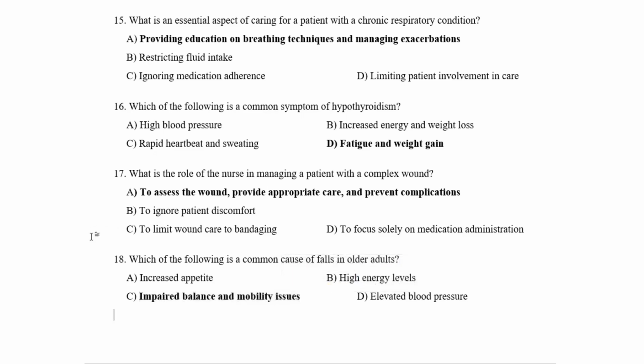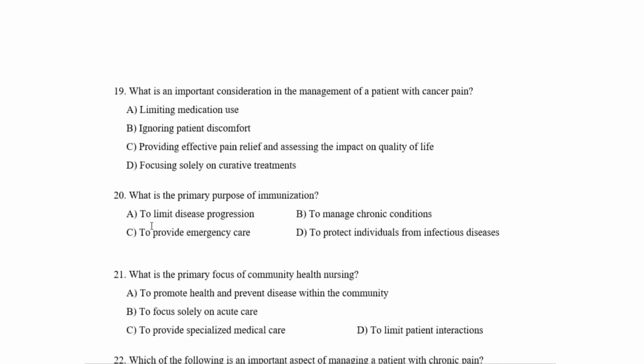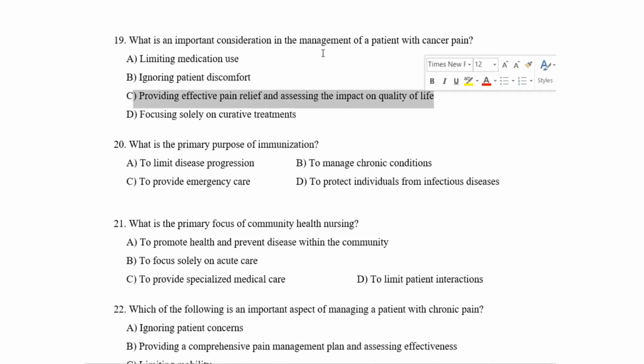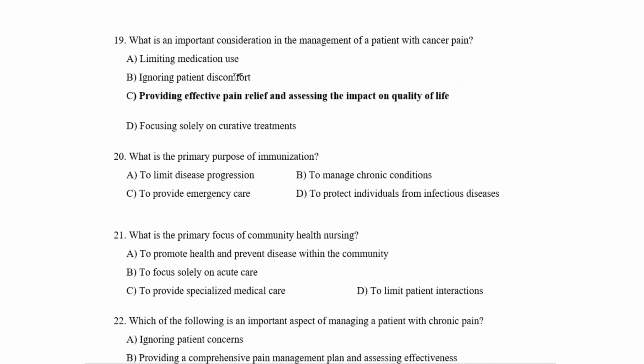वेल त्यसै गरी हामी क्वेश्चन नम्बर 19 मा हेरौँ त. What is an important consideration in the management of a patient with a cancer pain? Option A, limiting medication use. Option B, ignoring patient discomfort. Option C, providing effective pain relief and assessing the impact on quality of life. Option D, focusing solely on curative treatments. इसको सही उत्तर हो ऑप्शन सी, providing effective pain relief and assessing the impact on the quality of life.